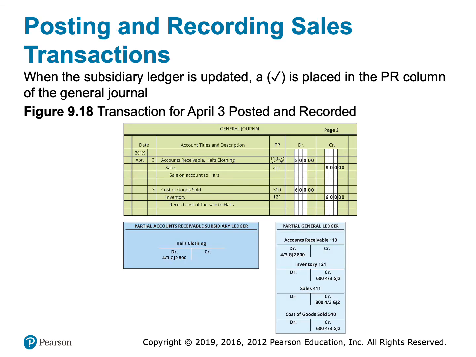So notice when I post the accounts receivable account, in the post reference column, I'm going to put two things. So first of all, I'm going to put the account number of the general ledger account. So here I can see the accounts receivable general ledger account is number 113, and I can see I posted a debit for $800. And so that 113 goes up here. But then also there's a check mark here, and the check mark means that, by the way, I've also put this in the subledger. So I've posted it both places, to the general ledger account and to the subledger.